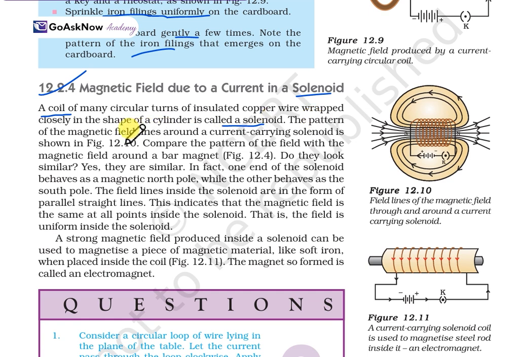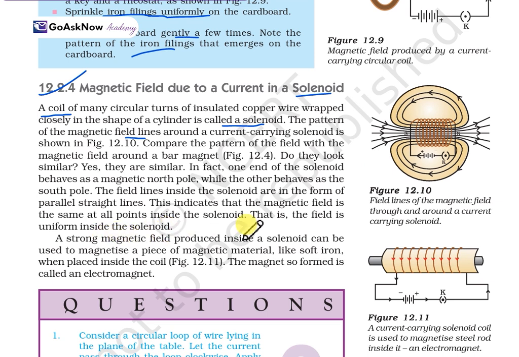The pattern of magnetic field lines of a current-carrying solenoid is shown like this. Also, compare the pattern of the field with that of a bar magnet. Do they look similar? Yes, they look similar. In fact, one end of the solenoid behaves like a magnetic north pole and the other like a south pole, just like a bar magnet. The field lines inside the solenoid are in the form of parallel straight lines like this. That is, the field is uniform inside the solenoid.